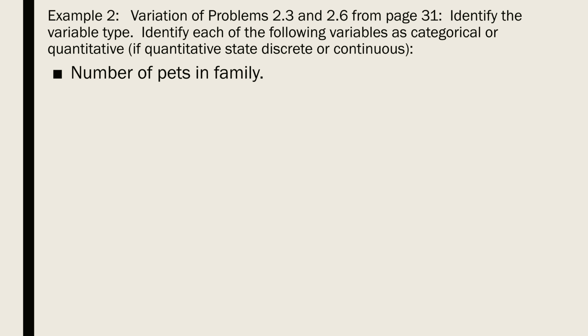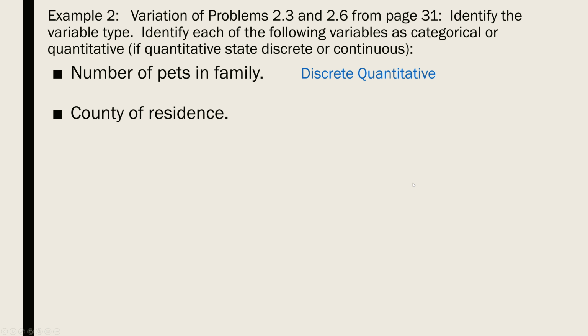Here is example 2, variation of problem 2.3 and 2.6 on page 31. Identify variable type. Identify each of the following variables as categorical or quantitative. If it is quantitative, then state it is discrete or continuous. First, number of pets in a family. Usually it will be 0 pets, 1 pet, 2 pets, so it is quantitative and it is discrete quantitative variable.